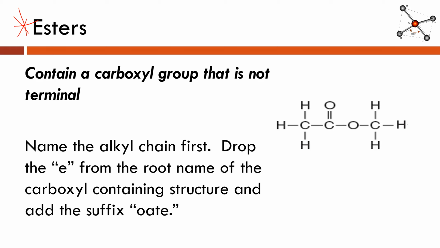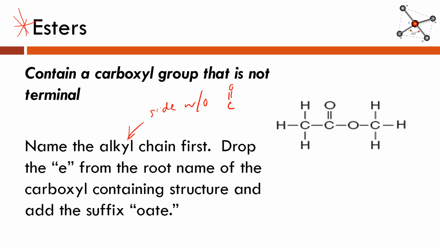We want to name the alkyl chain first. Basically, the side without the carbon double bonded to the oxygen. We're going to drop the E from the root name of the carboxyl containing structure, so the side with the double bond oxygen, and add the suffix -oate. So let's break this down.